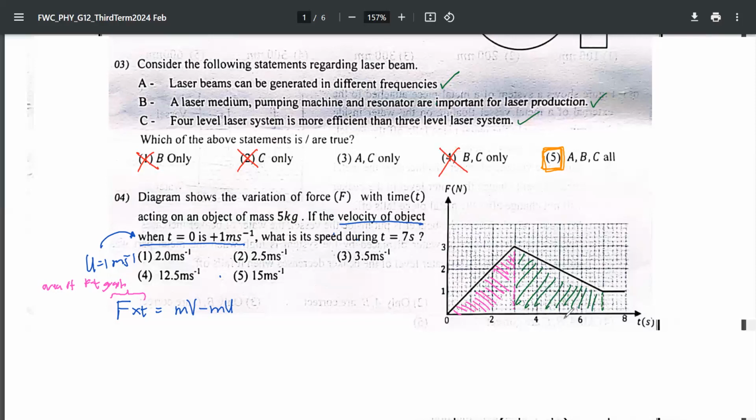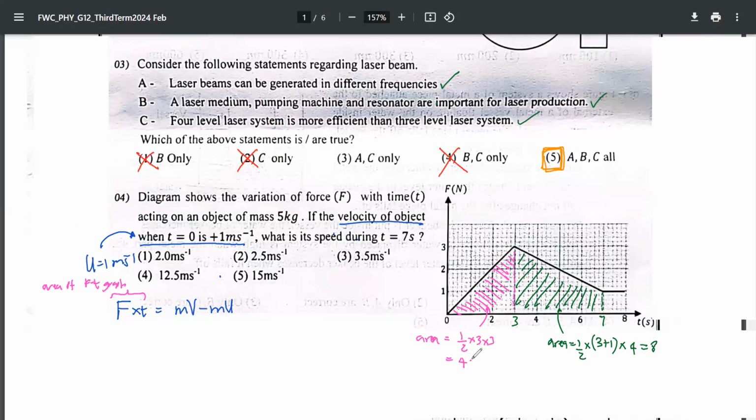Shall we find the area of the trapezium first? The area of a trapezium is half into the sum of the parallel sides. What are the parallel sides below? 3 plus 1, into this length. This is 7 and this is 3, so 4. When you multiply this, you get 8. And the area of the triangle is half into base into height, which is going to be 9 by 2, 4.5.